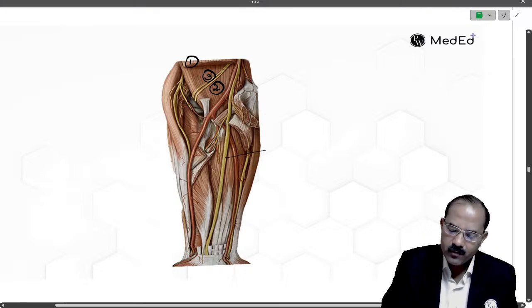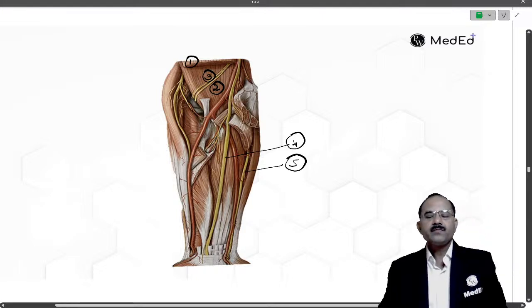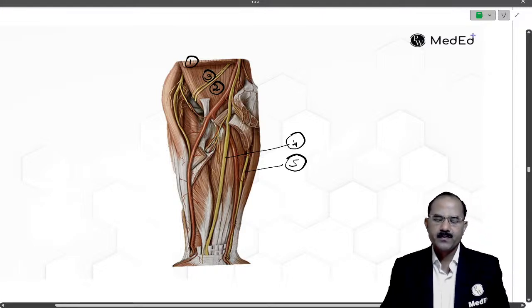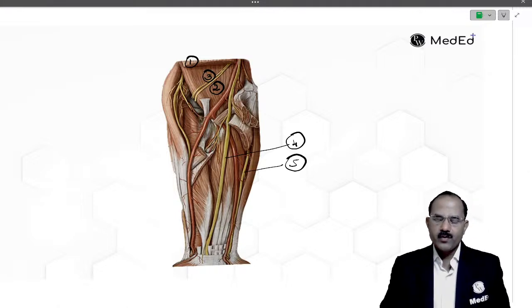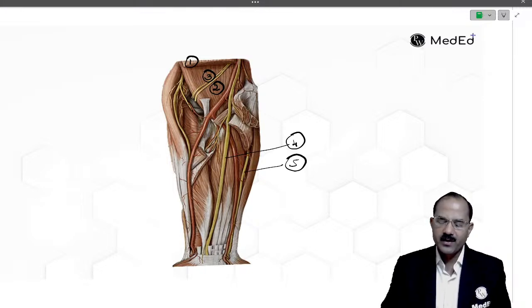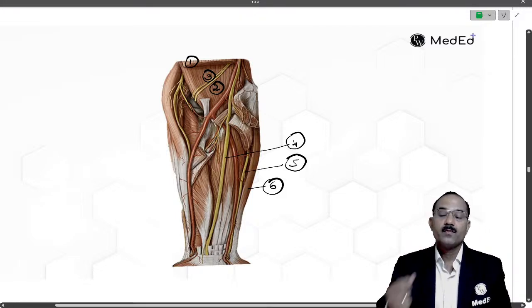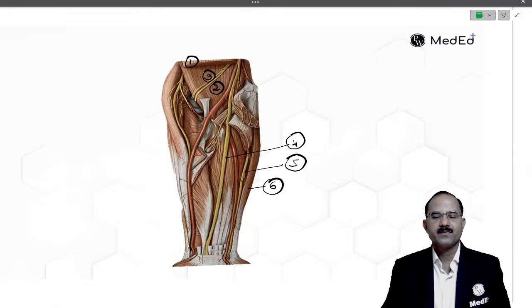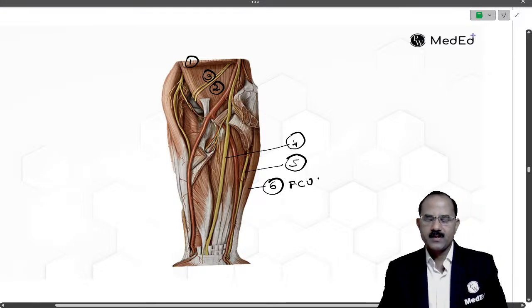Who's number 4? Can anyone tell me what is number 4 and what is number 5? Number 4 is the median nerve. Number 5 is the ulnar nerve. Very good. And what is number 6? Number 6 is the flexor carpi ulnaris.